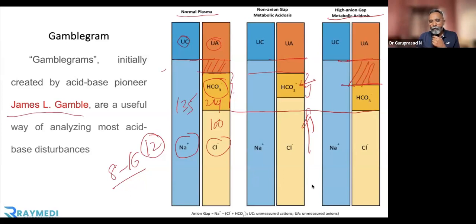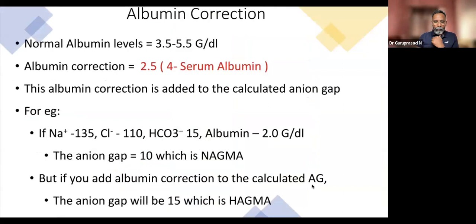Okay. So this is because of increased hydrogen ions in the blood, which combine with bicarbonate, and the bicarbonate levels come down. So in high anion gap metabolic acidosis, the amount of unmeasured anions is very high. Okay, and that is the whole challenge of an intensivist, to know what is that unmeasured anion which is causing the metabolic acidosis. So in the following slide, we'll come to know the causes.